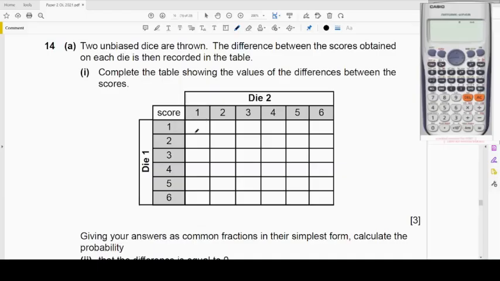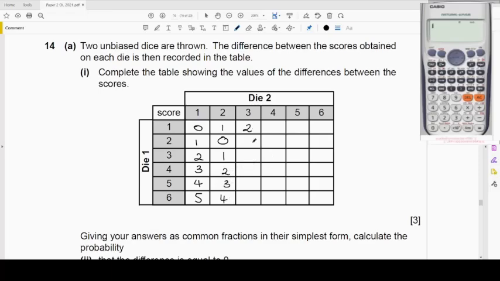So here you have 1 minus 1 is 0. 2 minus 1 is 1. 3 minus 1 is 2. Then this will be 3, 4, 5. 2 minus 1 is 1. This will be 2 minus 2 is 0. 3 minus 1 is 2, and then this is 2, 3, and 4.